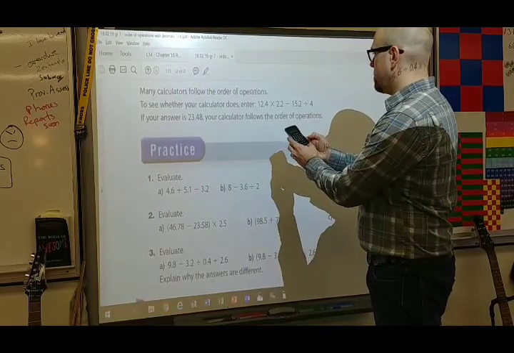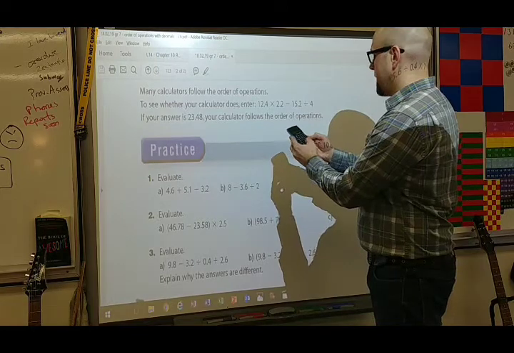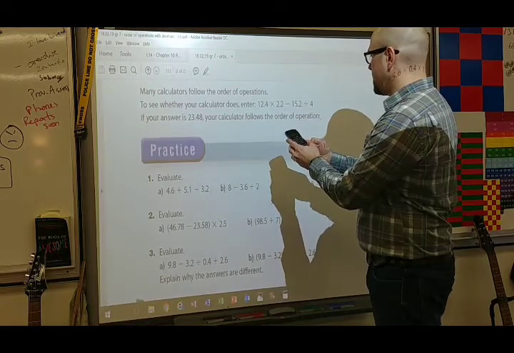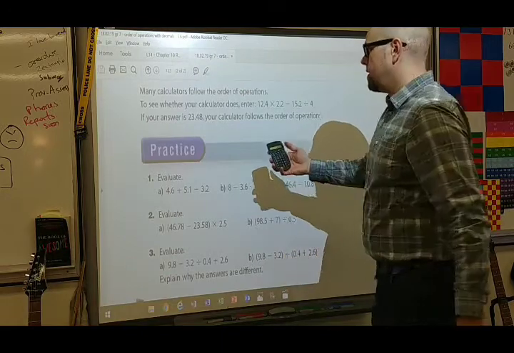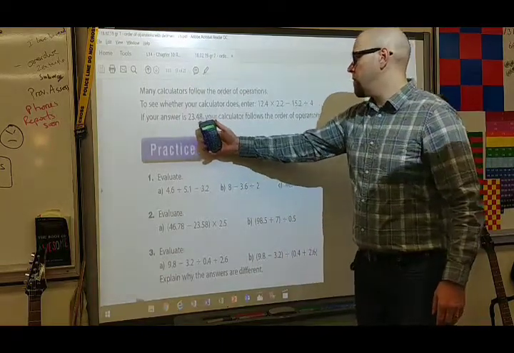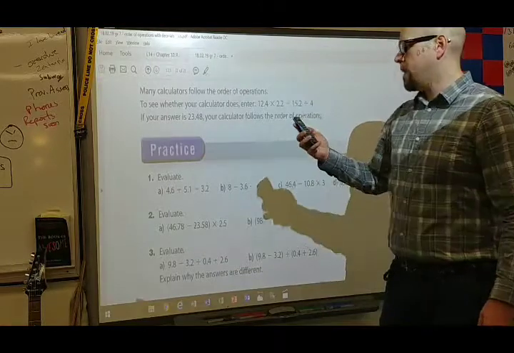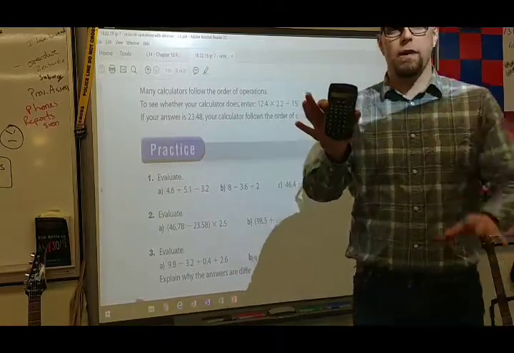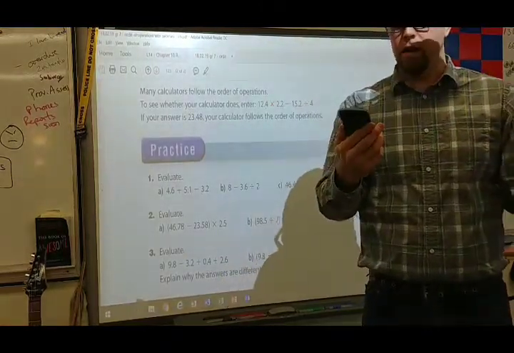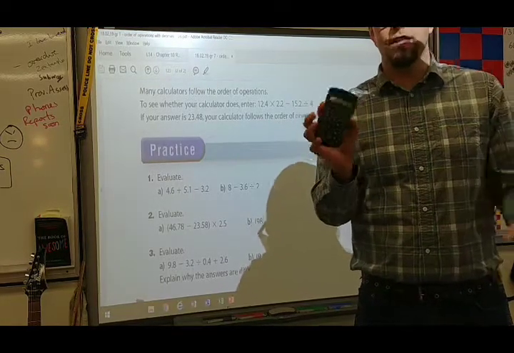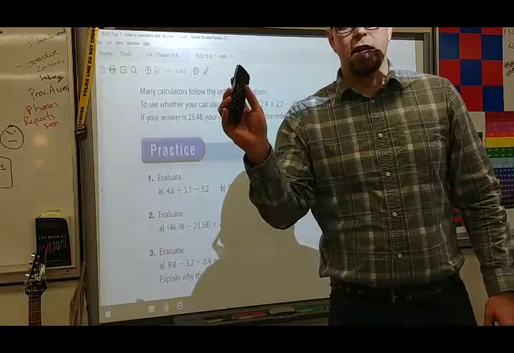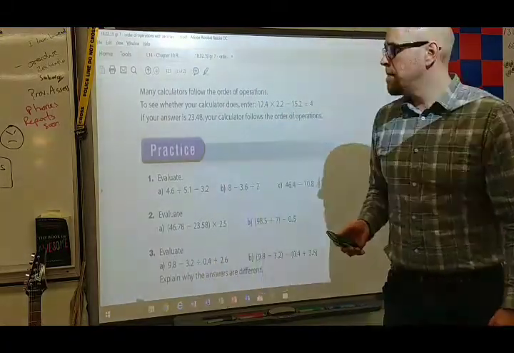12.4 times 2.2 minus 15.2 divided by 4. If your answer is 23.48, your calculator follows the order of operations. Wow, I'm in an OMG here. It's my Dollarama calculator follows the order of operations. So it looks like I can check my answers with this. Try this with your own calculator before you trust it.